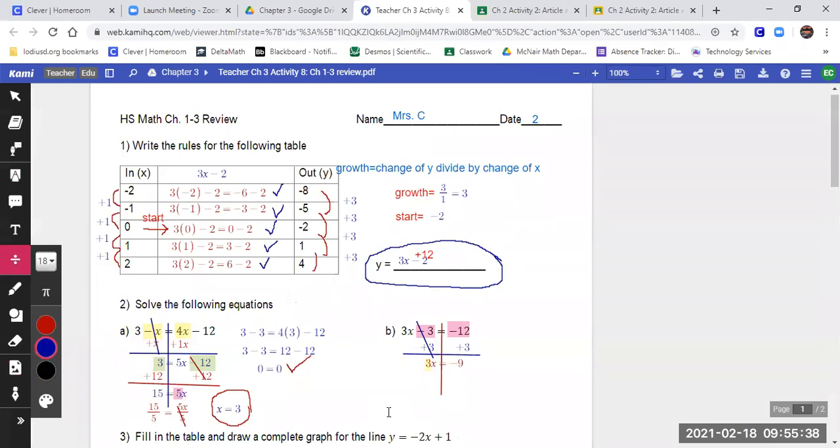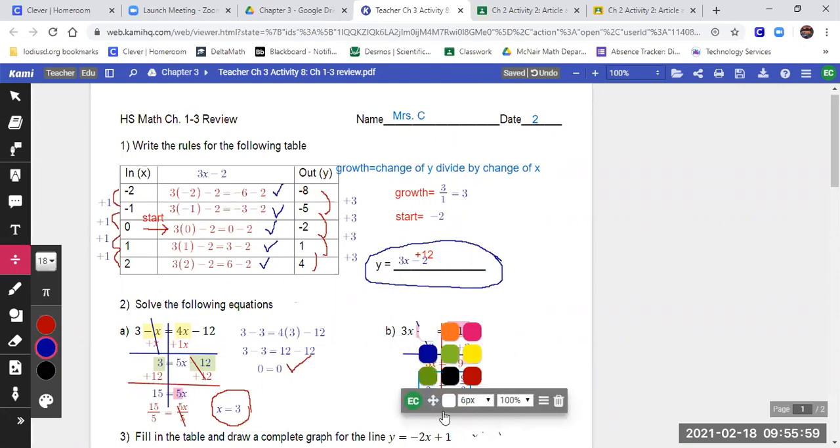So this is saying that my 3x divided by 3 has to equal my -9 divided by 3. I'll move it in a second. My 3x divided by 3 has to equal the -9 being divided by 3.